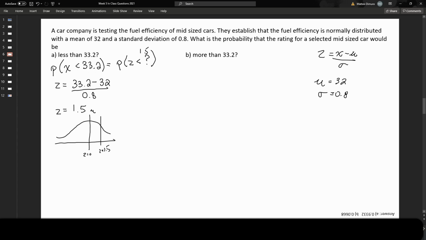So it's less than 33.2, right? So here's x equals 33.2. Here's the mean at 32.